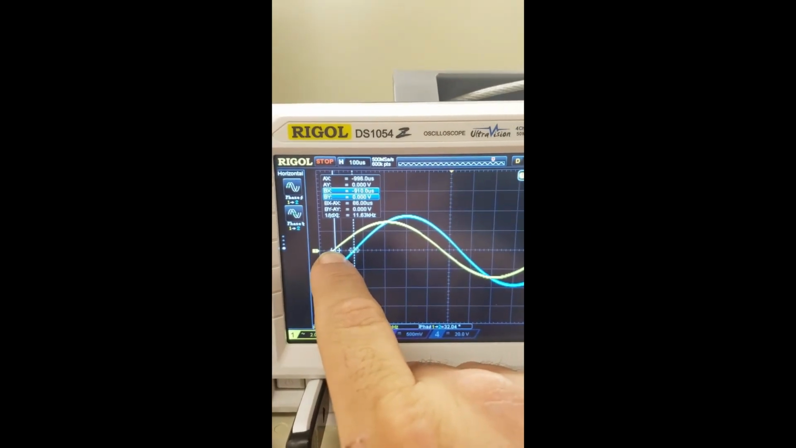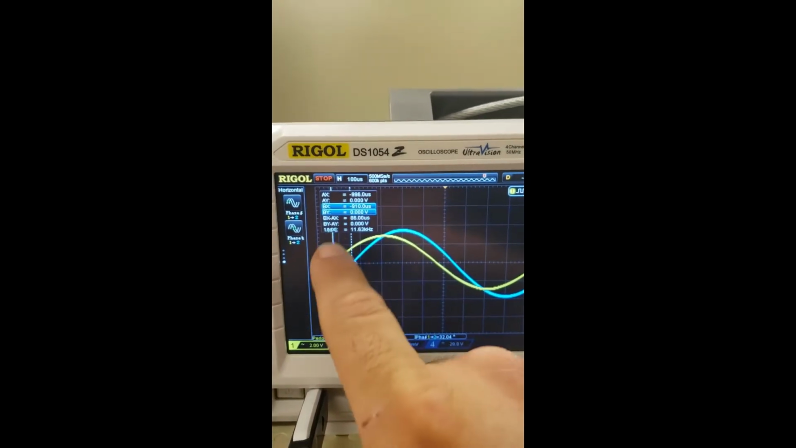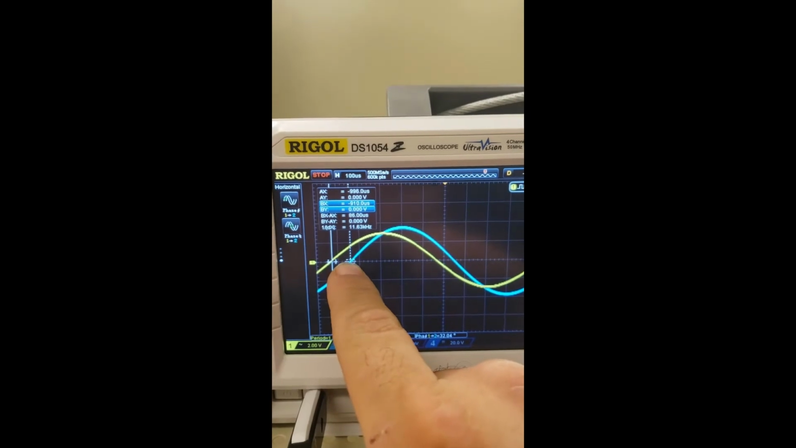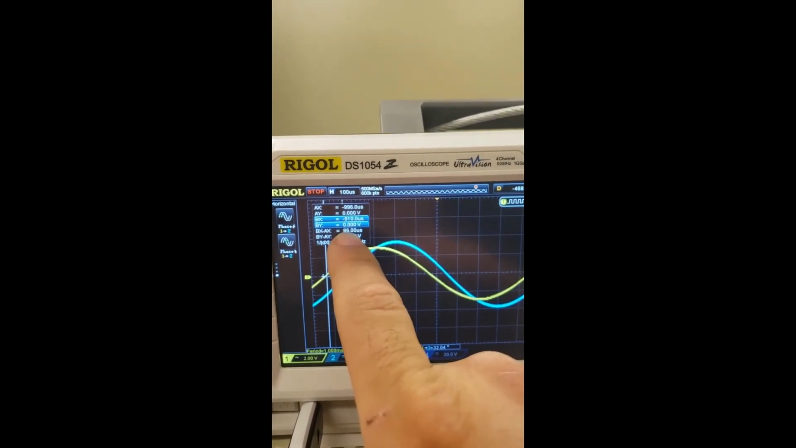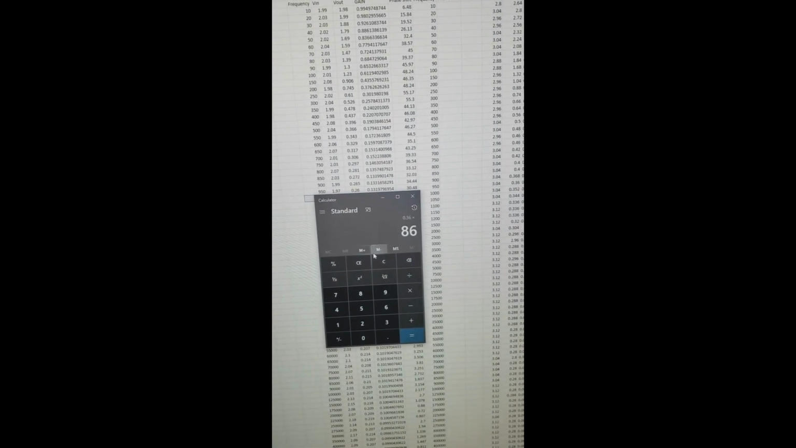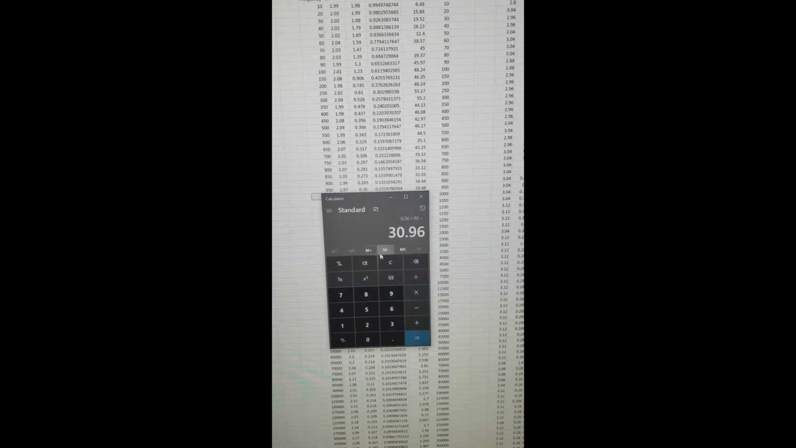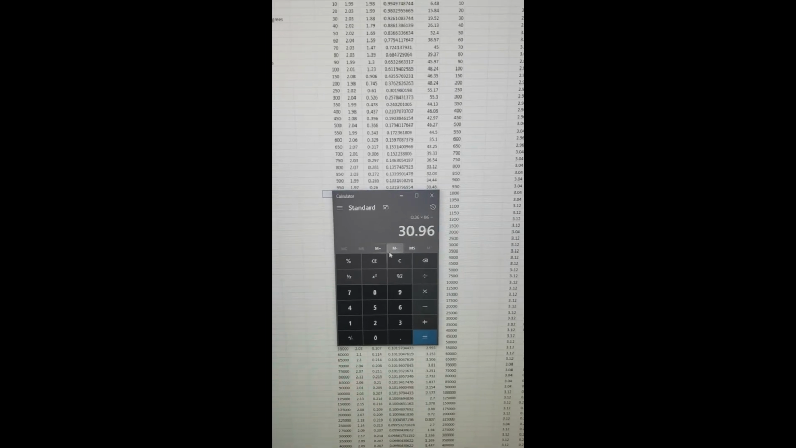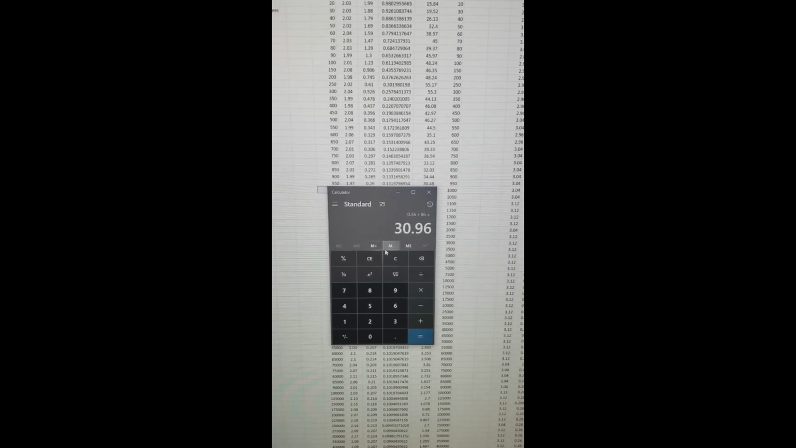Next, we determine where the time delay is from our input to our output. Right here, we use the cursor to find the 0 point of our input and the 0 point of our output, and then found the difference between them is 86 microseconds. And we take 86 and multiply it by that 0.36 that we just found to give us 30.96. That is going to be our phase angle shift.